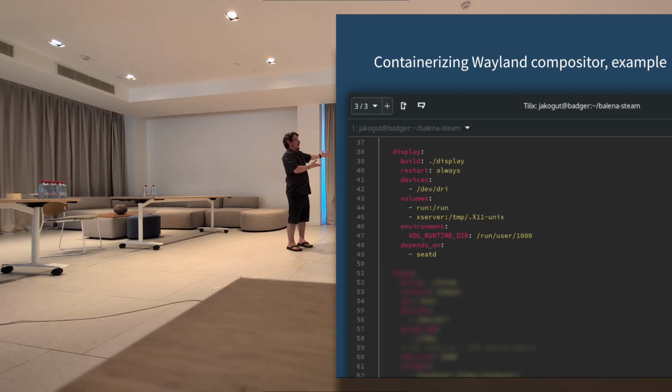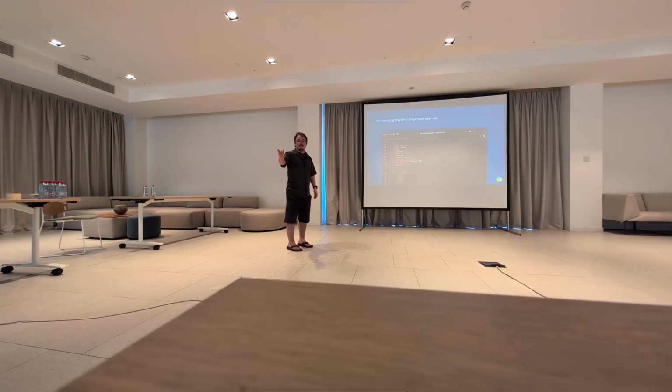So it's as simple as this for running a compositor. Again, you need those device nodes, you need the volumes that are shared, you need to set XDG_RUNTIME_DIR, and that's about it. You can then run, like, an Alpine container with the Wayland compositor, and it's pretty simple.